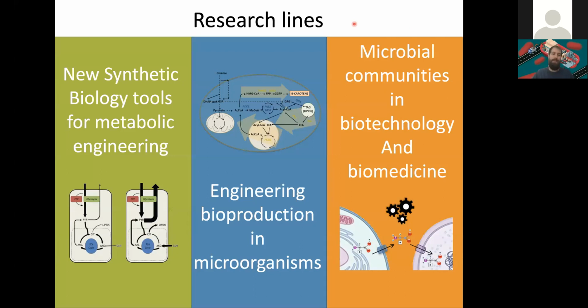And my lab has three different research lines that are somehow connected between them. And I'm going to tell you today examples of each of them, at least. The three lines are the development of synthetic biology tools here on the left, many of them intended to engineer metabolic pathways in a better and more efficient way. We also work on the second line, here in blue, metabolic engineering or engineering bioproduction in these microbes to make specific products. And finally, we're also working on a line about creating microbial communities that can have application in biotechnology, but also in biomedicine.